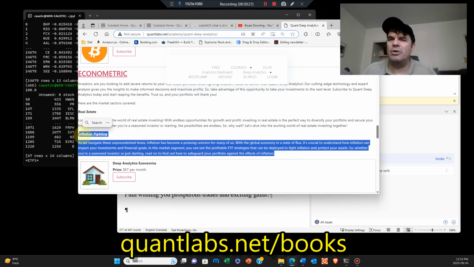Here's another one: inflation fighting. As I said before, inflation is going to be around for a while. I think inflation's sticky, and it's going to come back. So again, ETFs that will benefit from inflation.